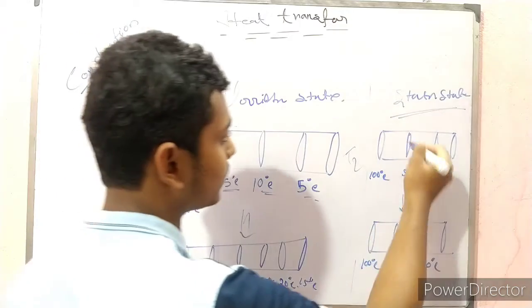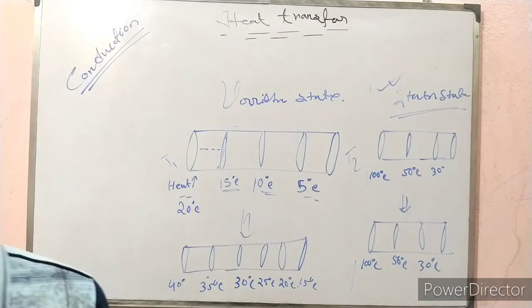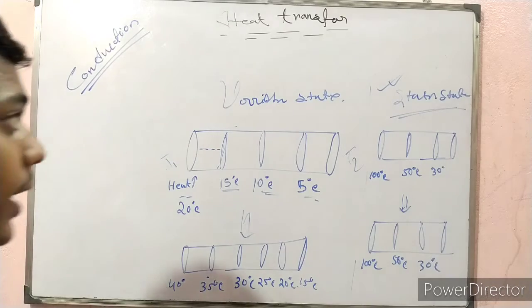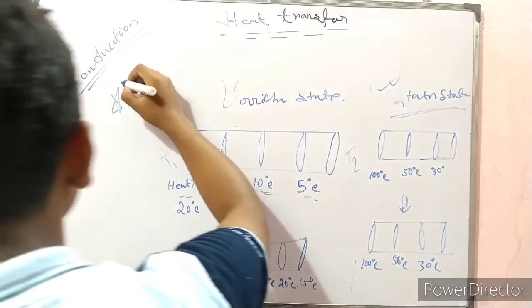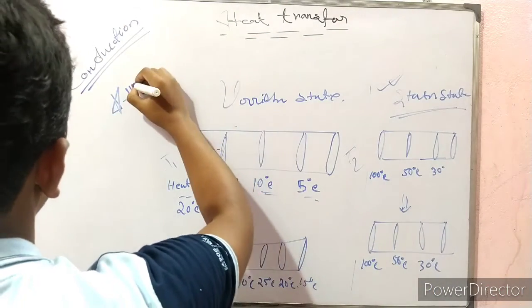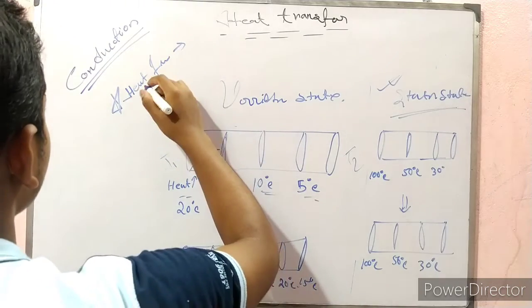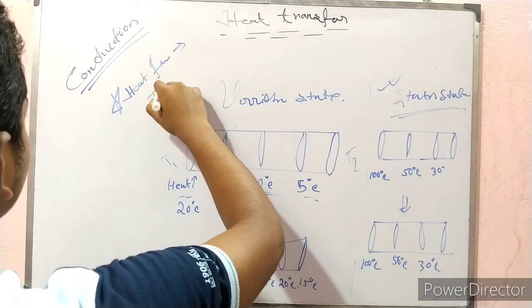That is in our syllabus. The steady state is in our syllabus. Okay, we can read it. I hope it is clear, the steady state and the variable state. Okay, heat flow. A simple thing: if there is a flow of heat, matlab there is a difference in temperature. Heat flow means there is a difference in temperature.